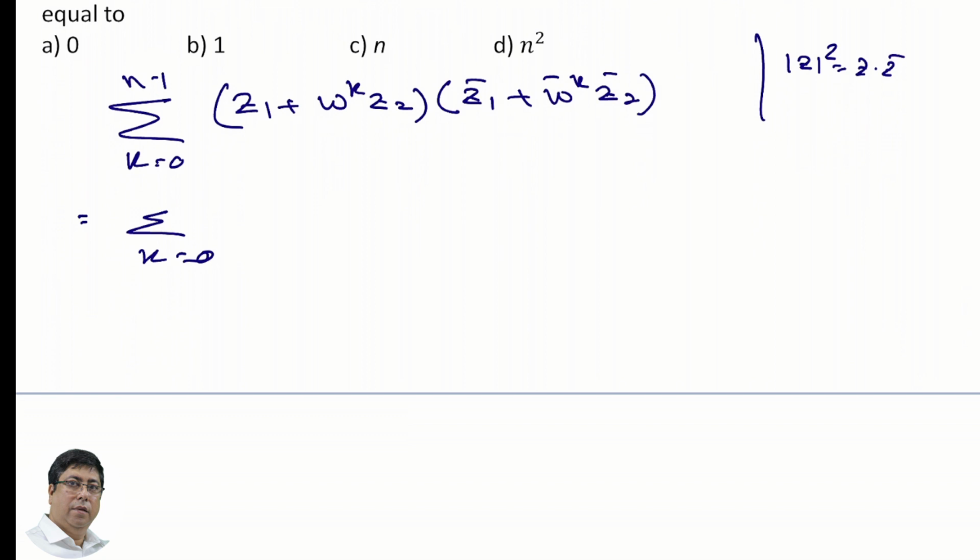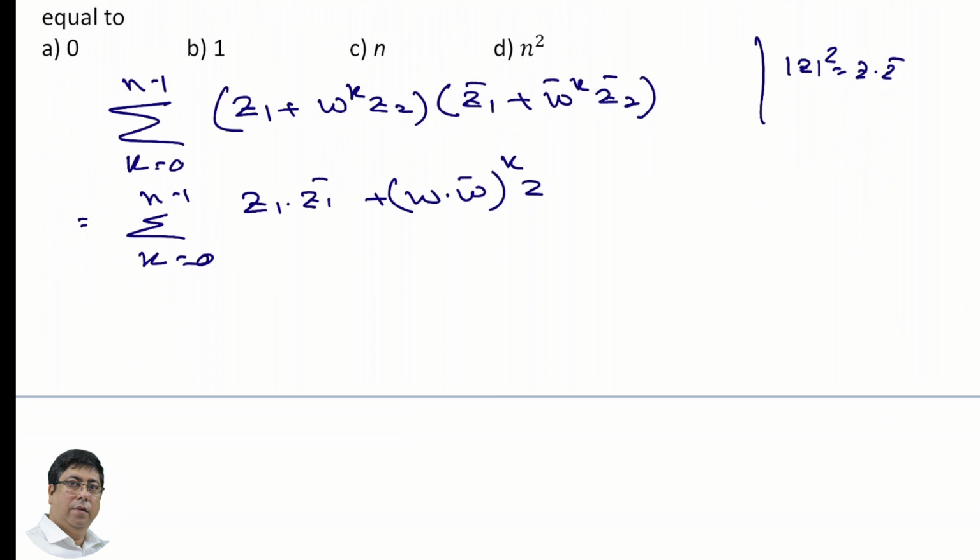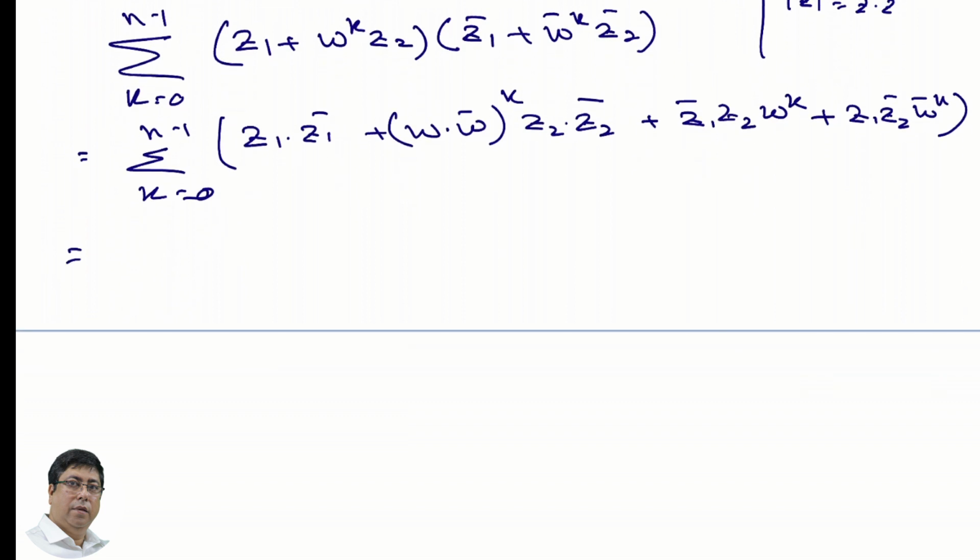The sum for k equal to 0 to n minus 1 of: z1 into z1 bar, plus (omega into omega bar) whole to the power k into z2 z2 bar, plus z1 bar z2 omega to the power k, plus z1 z2 bar omega bar to the power k. So let's separate the summations one by one.